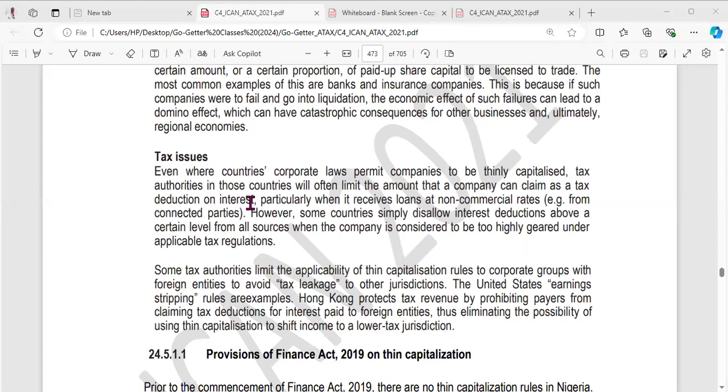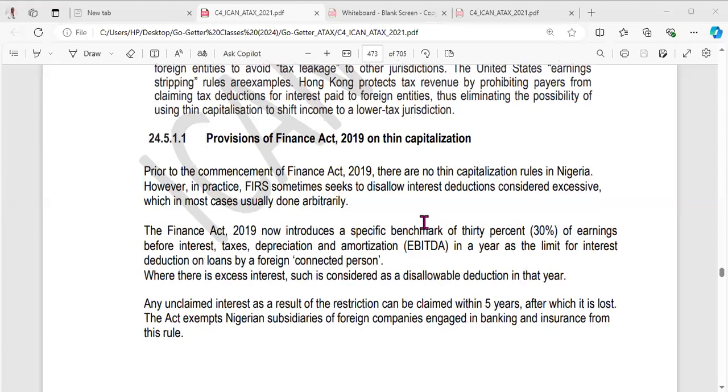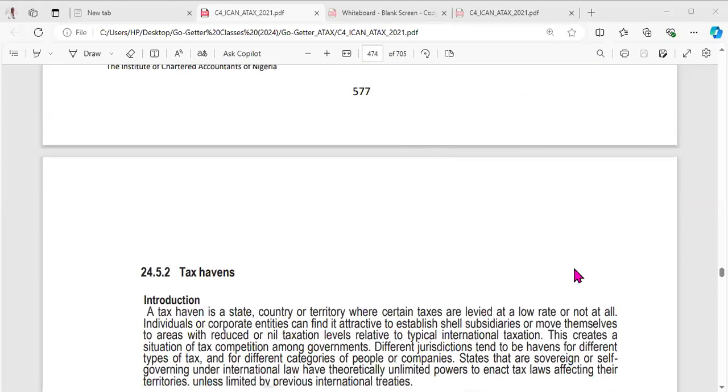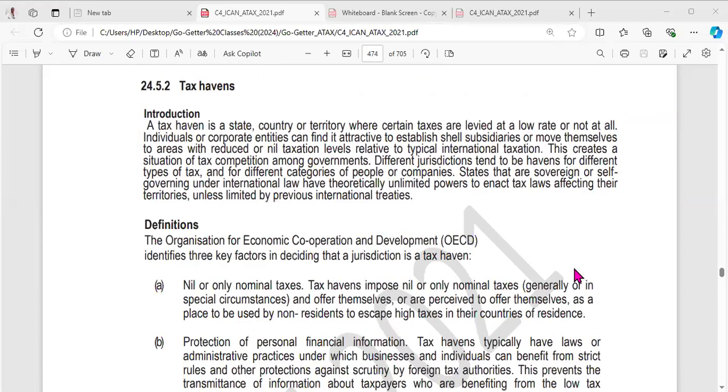And we also learned the provisions of the Finance Act 2019 on thin capitalization. We talked about tax havens. Tax havens are those states or countries where certain taxes are levied at a very low rate or none at all. And so individuals or corporate entities find it attractive to establish shell subsidiaries or even move themselves to those areas to enjoy tax benefits. So this creates a situation of tax competition among governments, okay? And this also has tax implications.